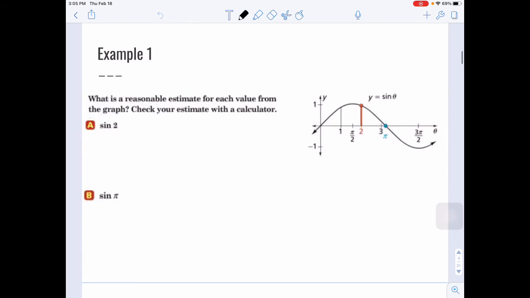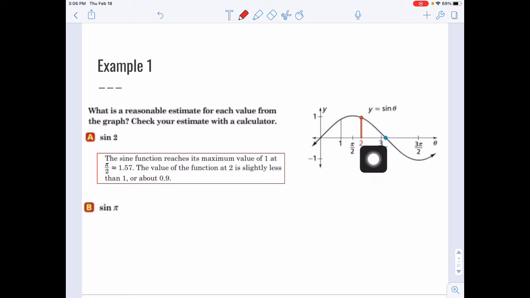Example 1 says, what is a reasonable estimate for each value from the graph? Check your estimates with a calculator. We have sine of 2 and sine of pi. For y equals sine of 2, the sine function reaches its maximum value of 1 at pi over 2, which is about 1.57. The value of the function at 2 is slightly less than 1, or about 0.9.